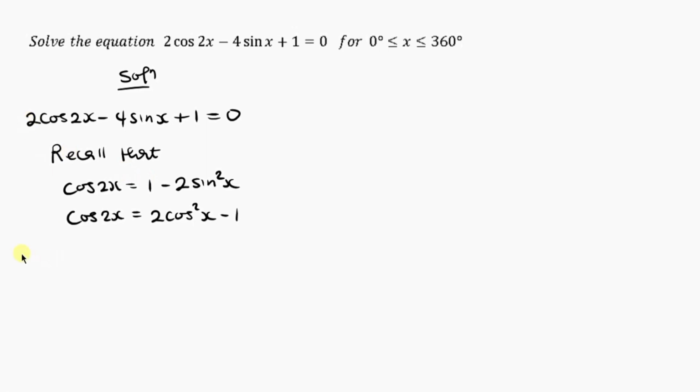So this is 2, so let's write down the 2 there. Now open a bracket because I want to substitute for this. Now let's put this 1 minus 2 sine square s, so write it there. 1 minus 2 sine square s, that's it. So it has replaced this one. You can now close your bracket. Minus 4 sine s plus 1 equal to 0.